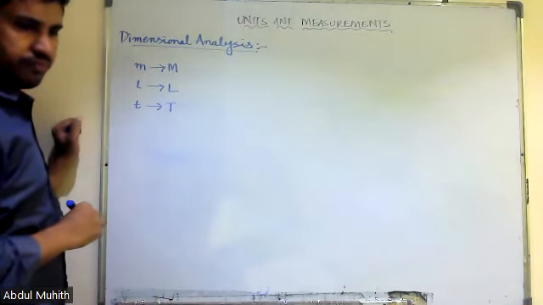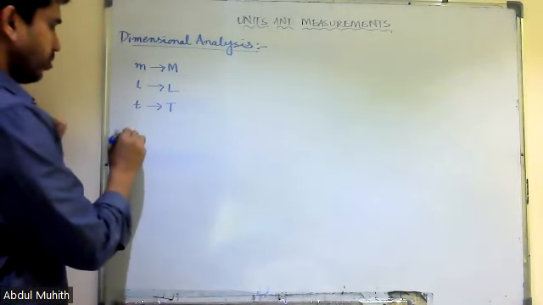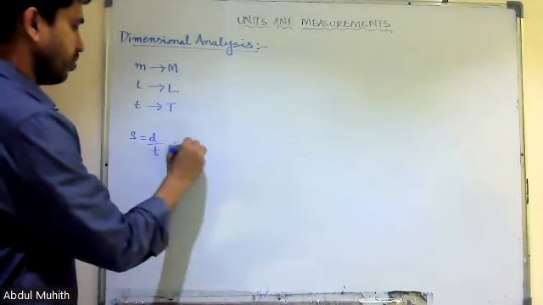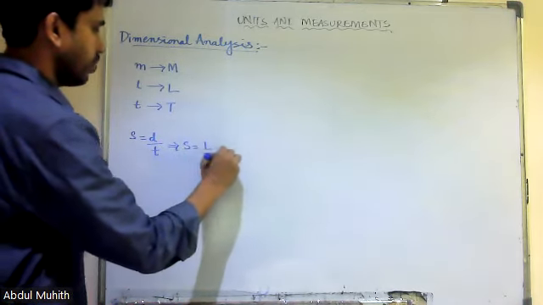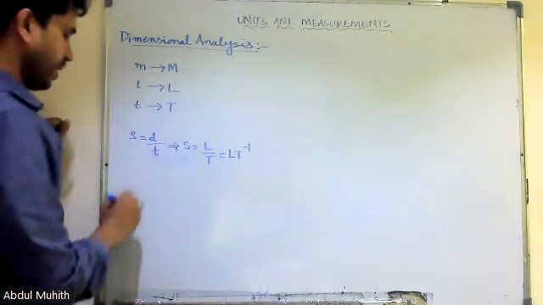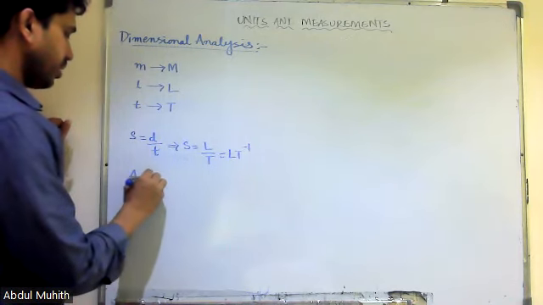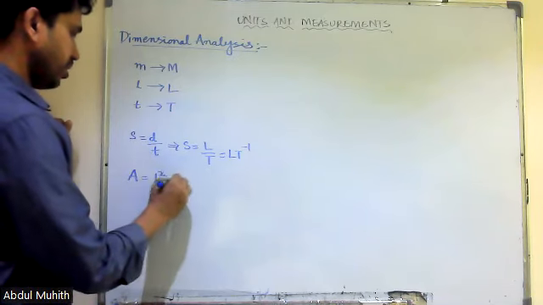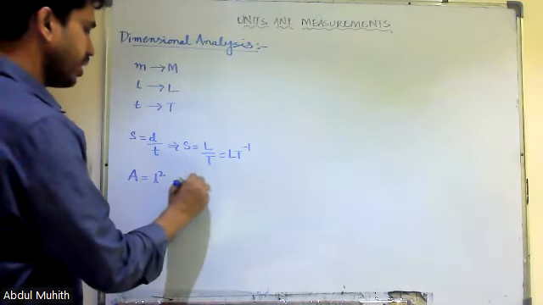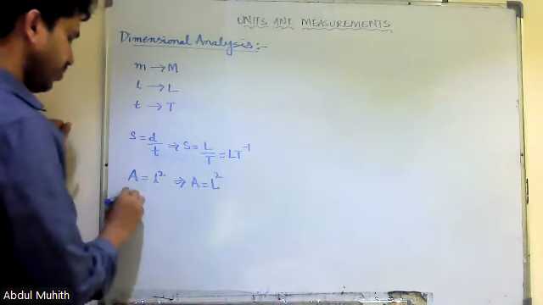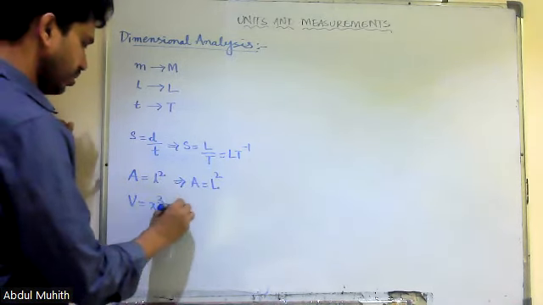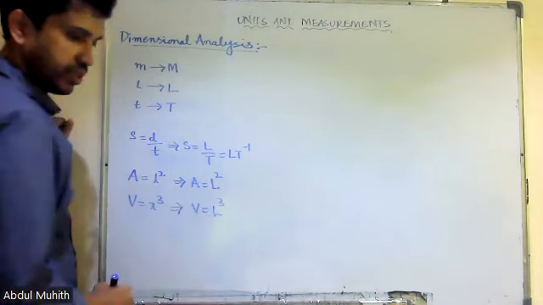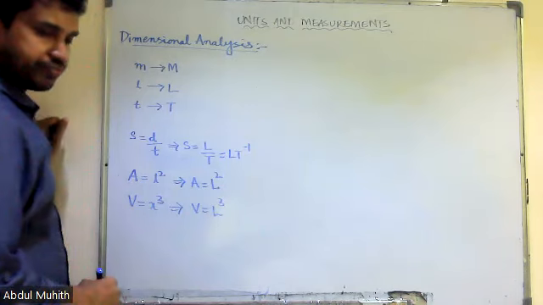Now, if it is speed, speed equals what? Distance by time. So we write speed equal to L by T, that is equal to L T to the power of minus 1. If it is area, area is equal to L square, which implies area is equal to capital L square. If it is volume, X cube, so it is written as V is equal to L cube. That way we write.